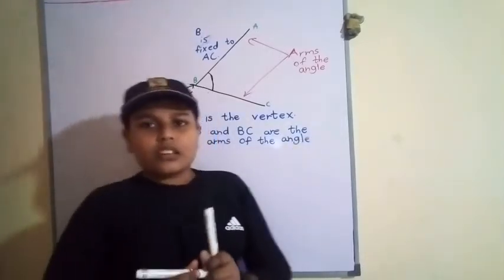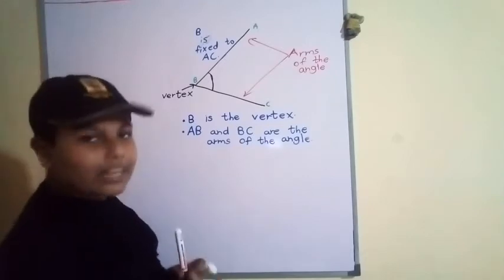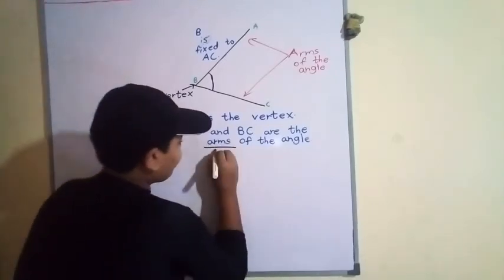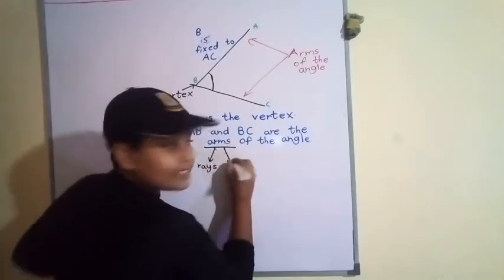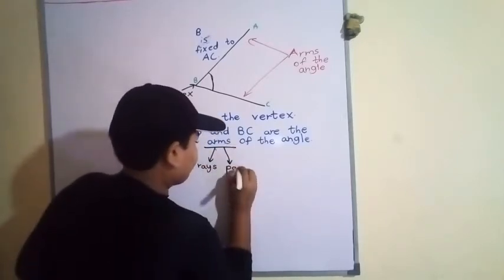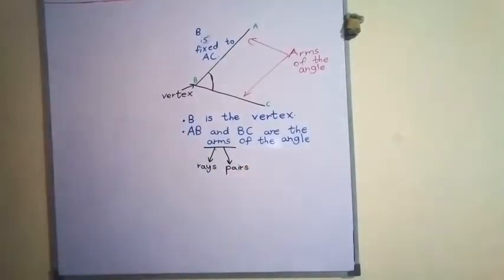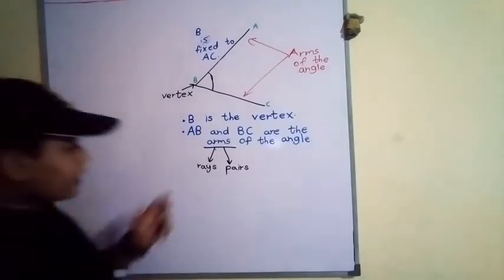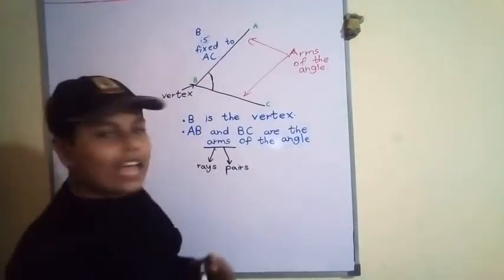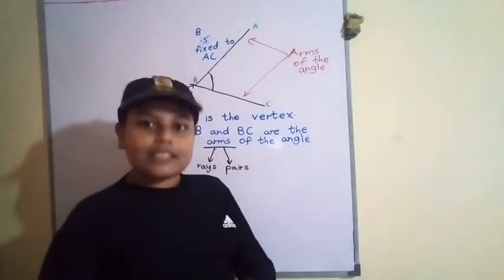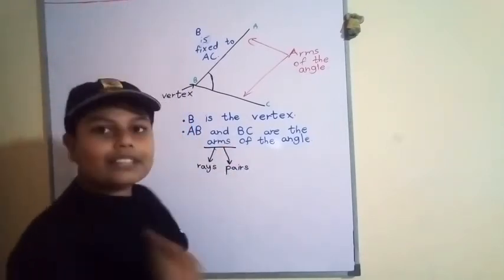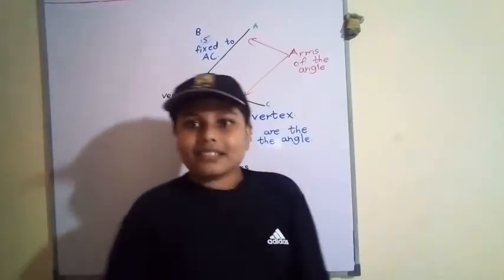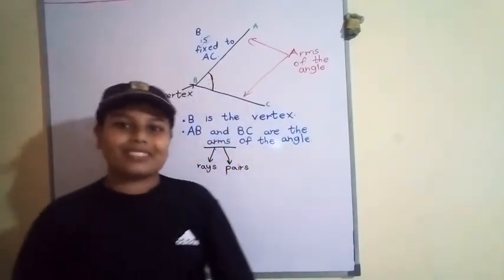Now I give similar words for these arms. You can name them rays, and you can name them pairs. AB and BC are the rays of the angle. AB and BC are the pairs of the angle. AB and BC are the arms of the angle. You can use these three names.